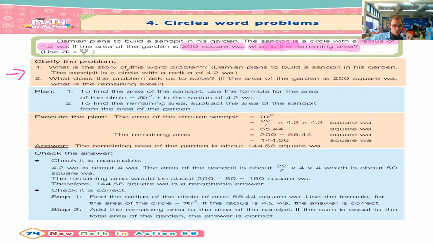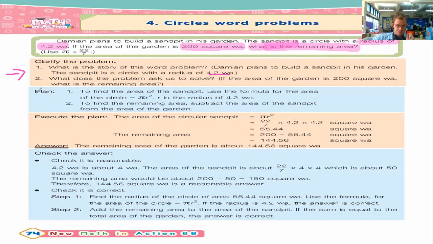So what is the story of this word problem? Damien plans to build the sandpit in his garden. The sandpit is a circle with a radius of 4.2. What does this problem ask us to solve? If the area of the garden is 200 square, what is the remaining area?